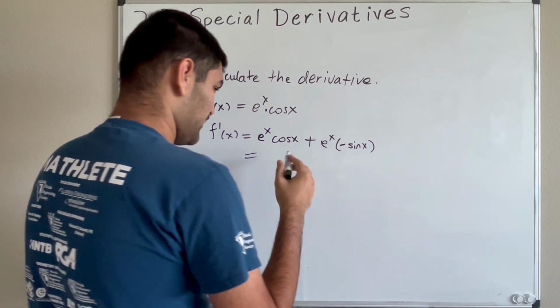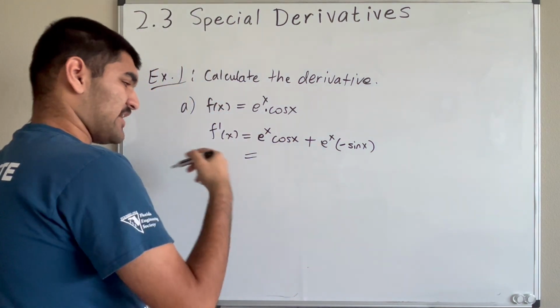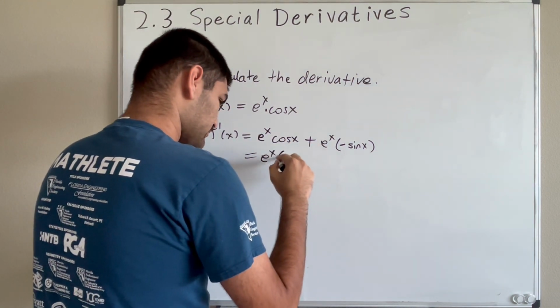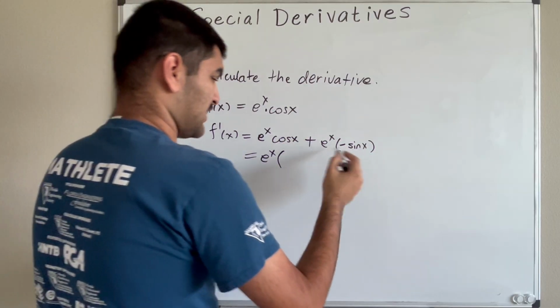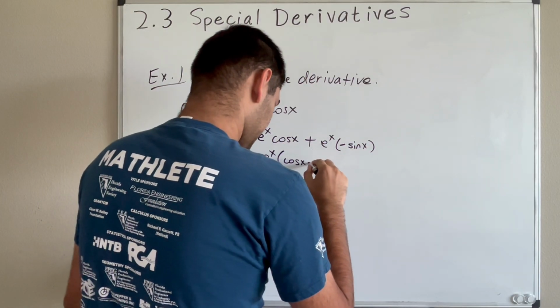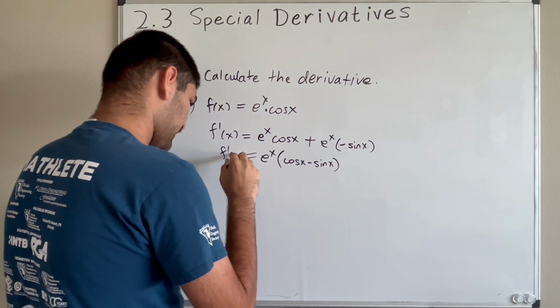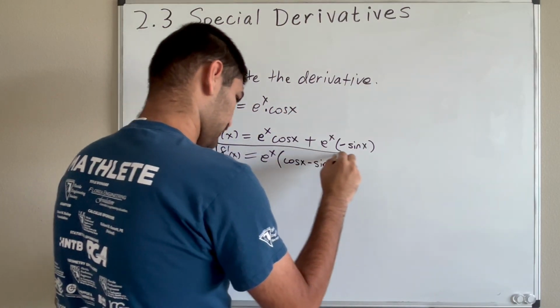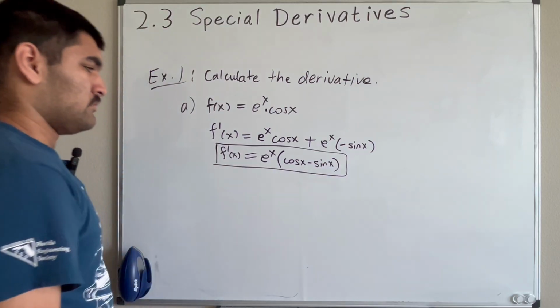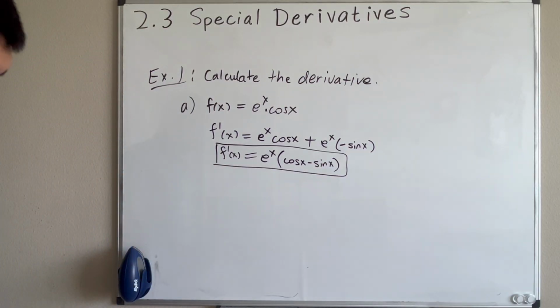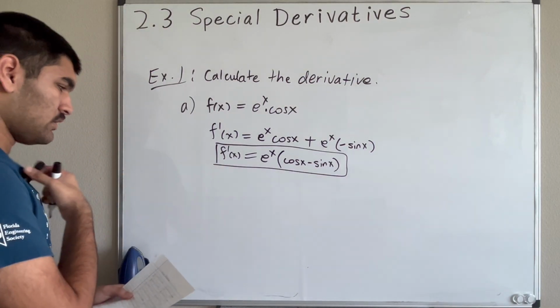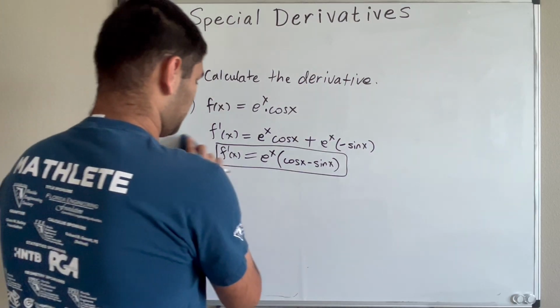So we just simplify this. Notice, first of all, we can factor out the e to the x. And then inside we have cosine x minus sine x. Alright, so this is f prime of x. Alright, cool. Alright, let's try another one.